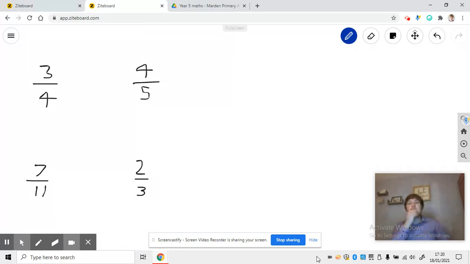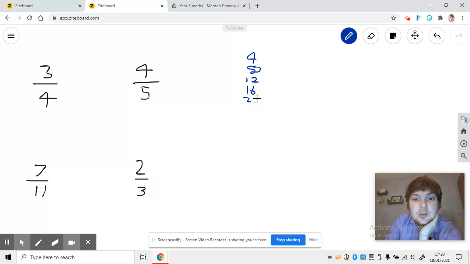Okay? For the rest of us who will still go, this is how it's going to work. We've got 3/4 and we've got 4/5. We've got two different denominators. So what we're going to do is we're going to list our multiples of 4 to begin with. So 4, 8, 12, 16, 20, 24, and 28. And I'm going to do exactly the same with my 5s. So 5, 10, 15, 20, 25, and I'm going to stop at 30.